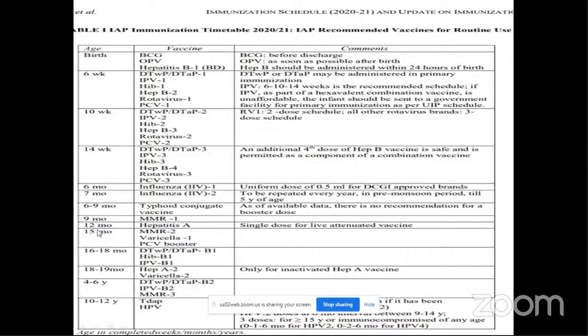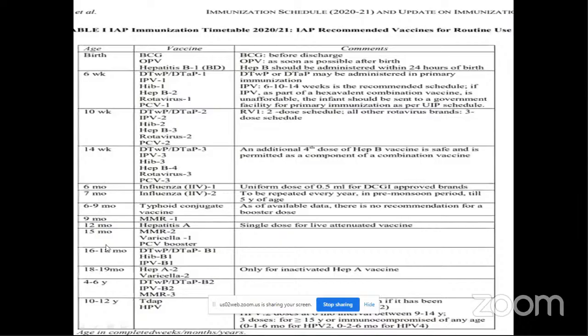And next, around 12 months, we have the hepatitis A vaccine. In the case of live attenuated vaccine, it's a single dose, whereas in the case of killed vaccine, it is 2 doses, 6 months apart. So at 12 months and then 18 months, we are giving the hepatitis A second dose, only for the killed vaccine. If the child is given a killed vaccine at the first dose, then it has to be a killed vaccine at the second dose, which is around 18 months.